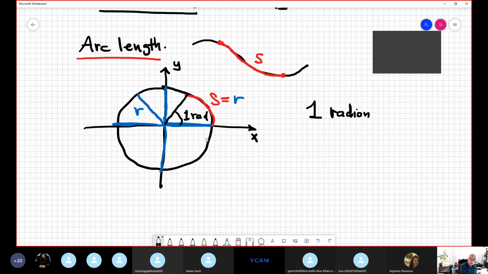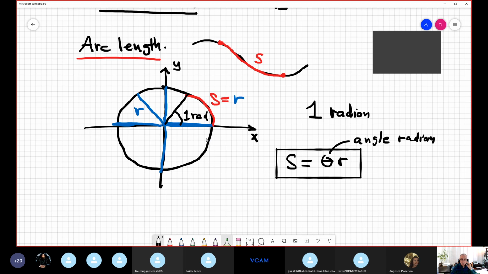Okay, the formula to find any arc length is a fantastic formula. The arc length is equal to theta times R, and theta is that angle expressed in radians. This is the formula for the arc length, guys. S is arc length. In the formula of the arc length, the angle is expressed in radians, mandatory, not in degrees.